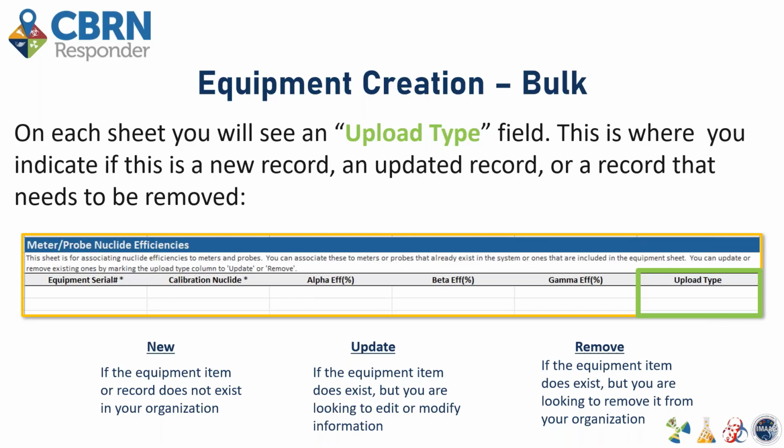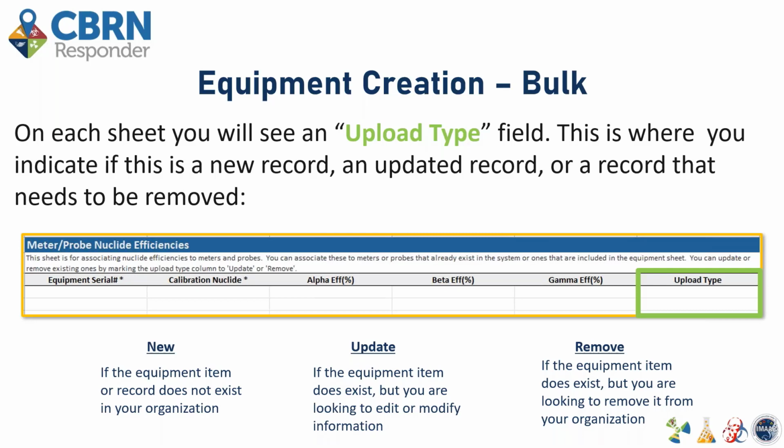If you are going to update the equipment item, so if I need to update the surface area or add a meter probe unit assignment, I would put update in the upload type column, and that will let the system know that this serial number and this associated item already exists for my organization, and I'm looking to update the fields that I have entered.